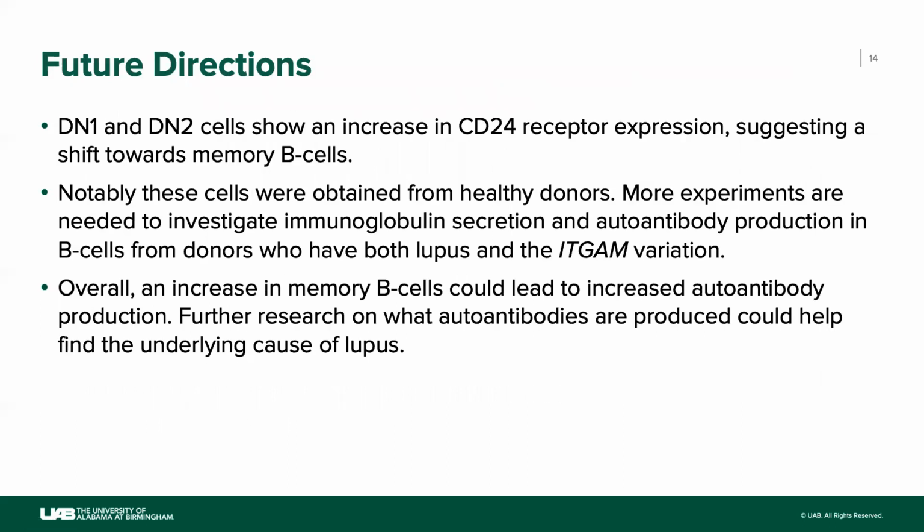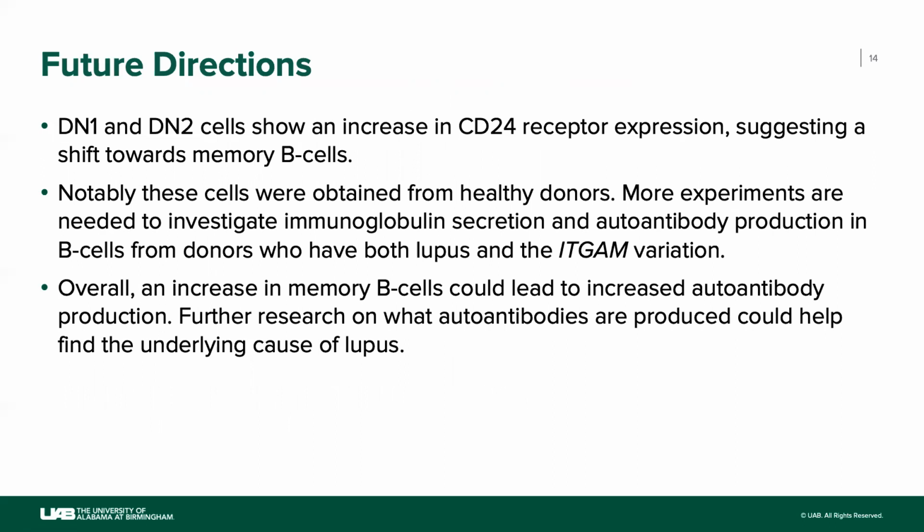So since these cells were obtained from healthy donors, over time, these B cells could have spontaneously generated autoantibodies independent of the body. Then those B cells themselves could have generated the autoantibodies. So more experiments are needed to investigate the immunoglobulin secretion and autoantibody production in B cells from donors who both have lupus and the ITGAM variation.